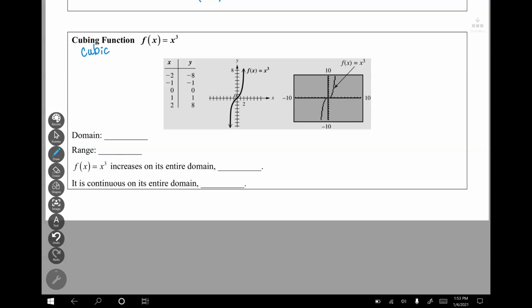All right, so each y value is going to be the x value raised to the power of 3, which means multiplied by itself 3 times. So you see here you've got negative 2. Negative 2 times negative 2 times negative 2 is negative 8. Or just negative 2 cubed is negative 8. And then so on. So you get 0 cubed is 0, 1 cubed is 1, 2 cubed is 8.